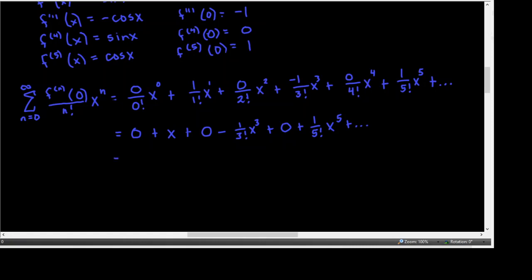And so this collapses. All of the zeros don't change what we have otherwise, and so they can just disappear. So we're left with x minus 1 over 3 factorial x cubed plus 1 over 5 factorial x to the fifth. Okay, and what would the next one be?